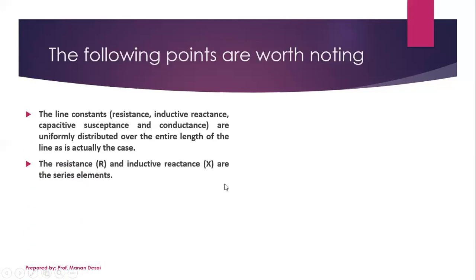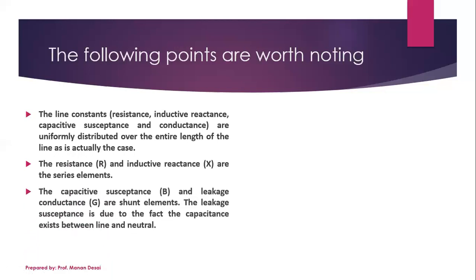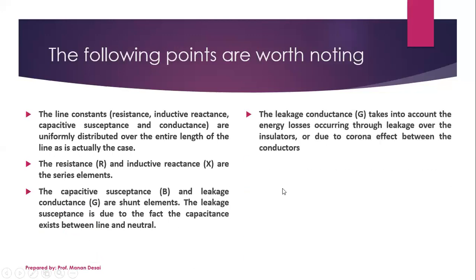The resistance and inductive reactance are series elements, and capacitive susceptance and leakage conductance are shunt elements. The leakage susceptance is due to the fact that capacitance exists between line and neutral, and the conductance is due to energy loss occurring from leakage over the insulators or due to the corona effect between the conductors.